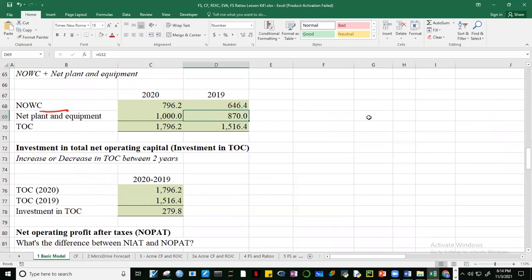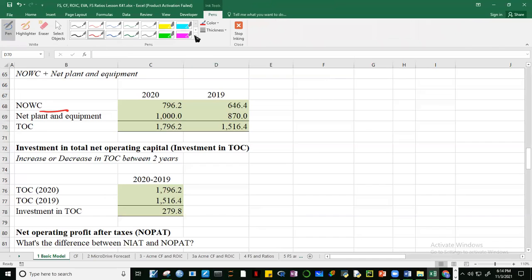So we just copied that here, 1,000, F32 and G32. So when we add this, that TOC at the end of 2019 was 1516, and then at the end of 2020, it became 1796.2. So let's understand what's happening here. We can see that management was investing really in operating capital. And we know operating capital is needed in order to support their revenue target, their sales.